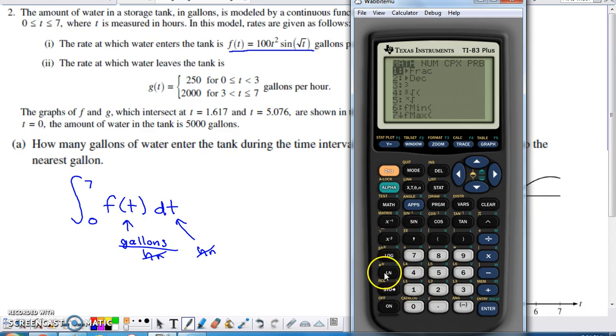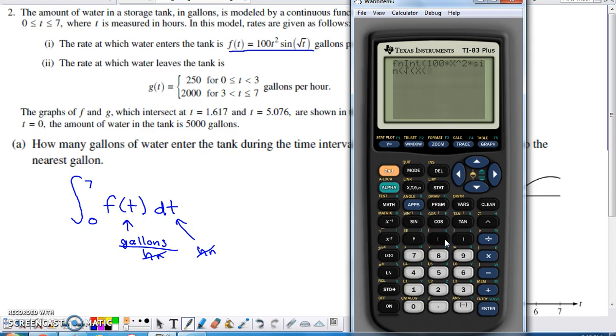So what we're going to do is go into the math menu of the calculator, grab our integral feature. Now on the TI-83, which you see me using here, this is a little bit clunky. So if you're using a TI-83, the call sequence is to get the function that we're trying to integrate in first. So that'll be 100 times, I'm going to swap out the t's for x's, so times our variable squared, and then times sine of that variable, square root of that variable.